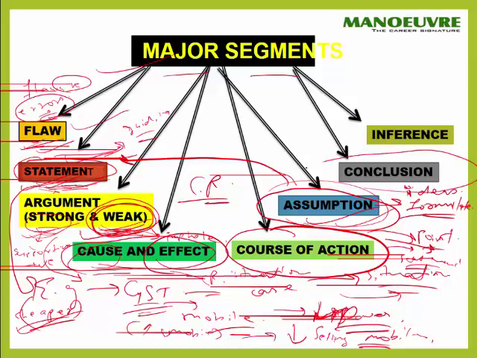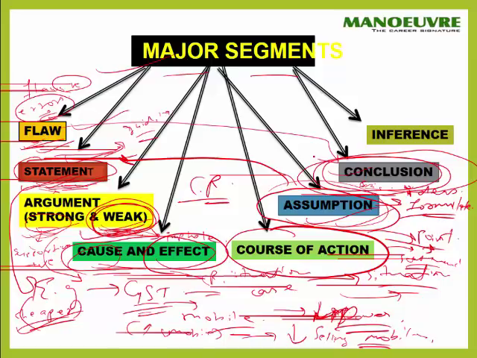What is a conclusion? Conclusion again is something that we understand after reading a statement, after reading the given information. We come to a certain level of understanding. We understand certain facts from the given statement. That is our basic conclusion. After assumption, taking the course of action, understanding the cause and effect, knowing the argument, analyzing the statement and checking for the flaws, we come to a certain point where we say that this is our conclusion after reading the statement.